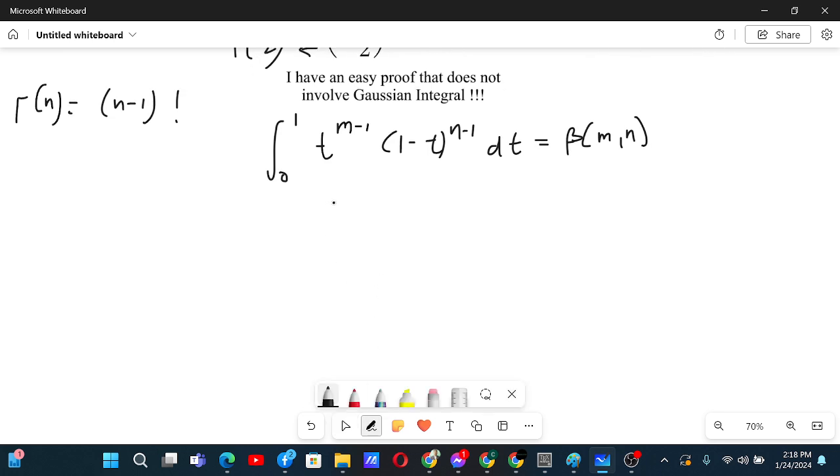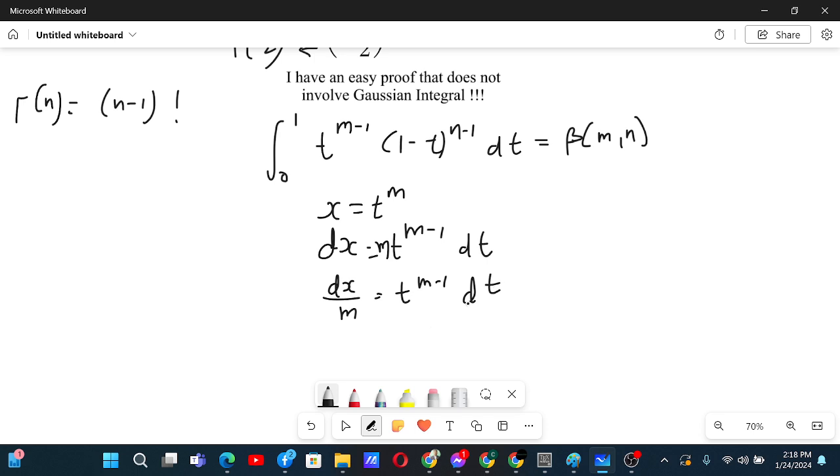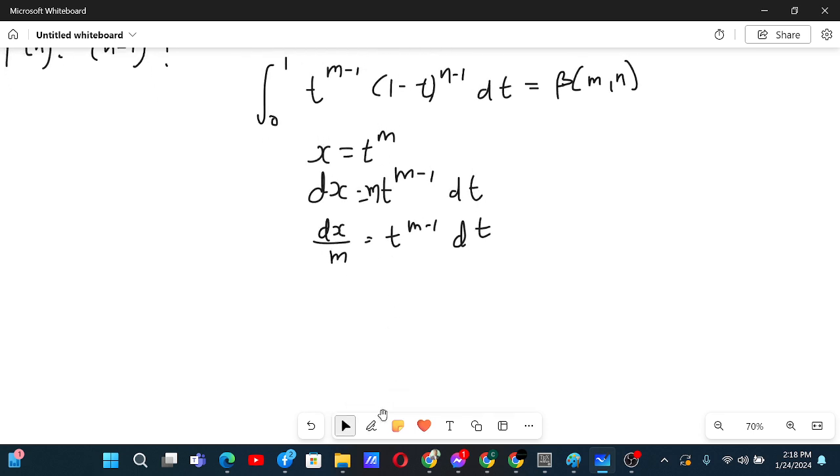Now, we will make a substitution. We will make a substitution that x is t to the power m. And then our dx will be m times t to the power m minus 1 dt. And then dx by m is equal to t to the power m minus 1 dt. So now we will make this substitution.